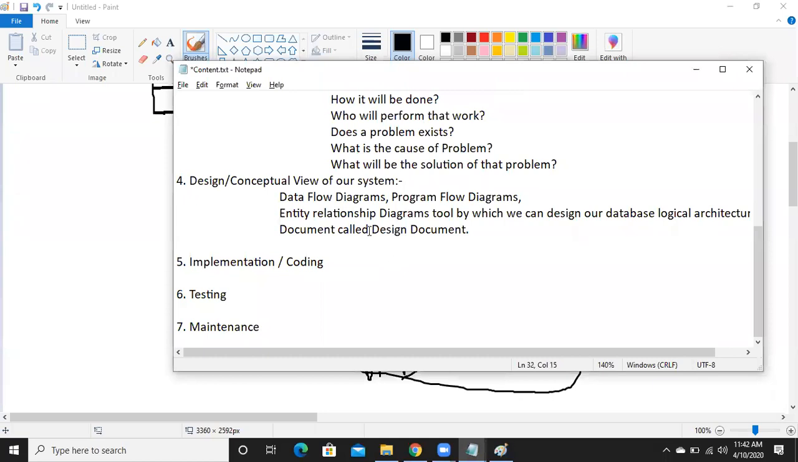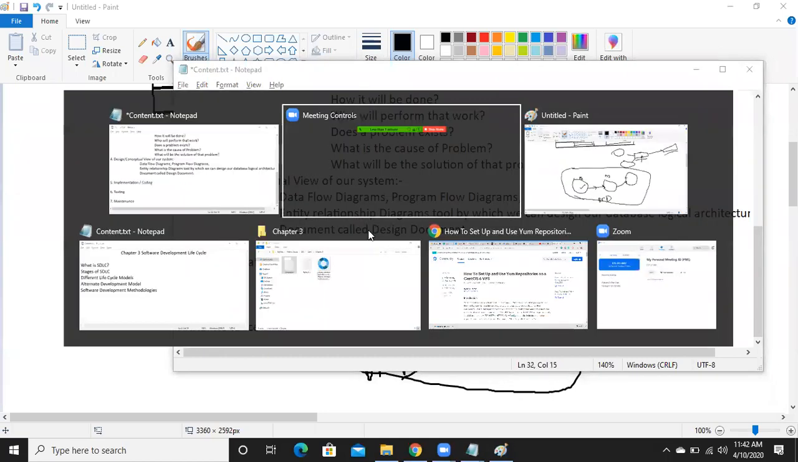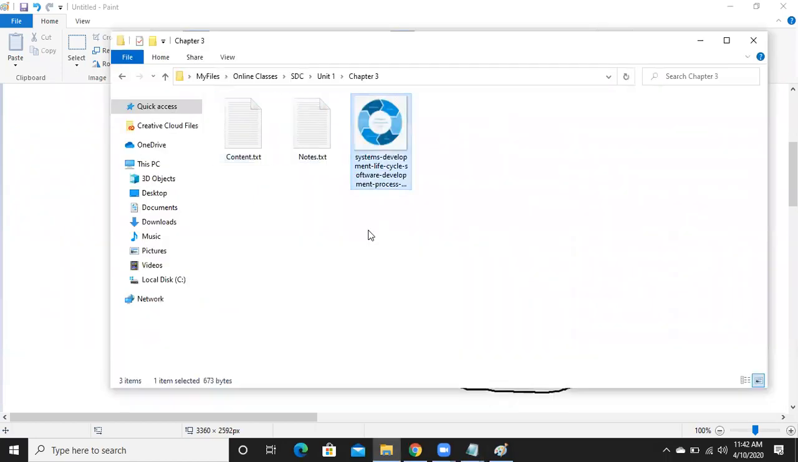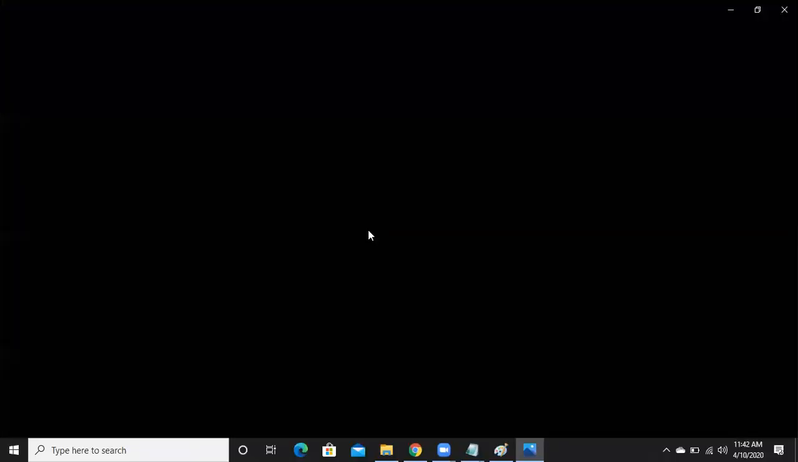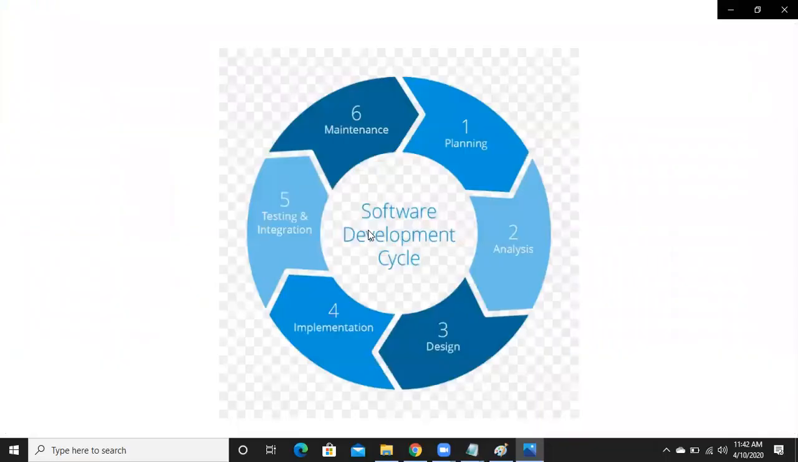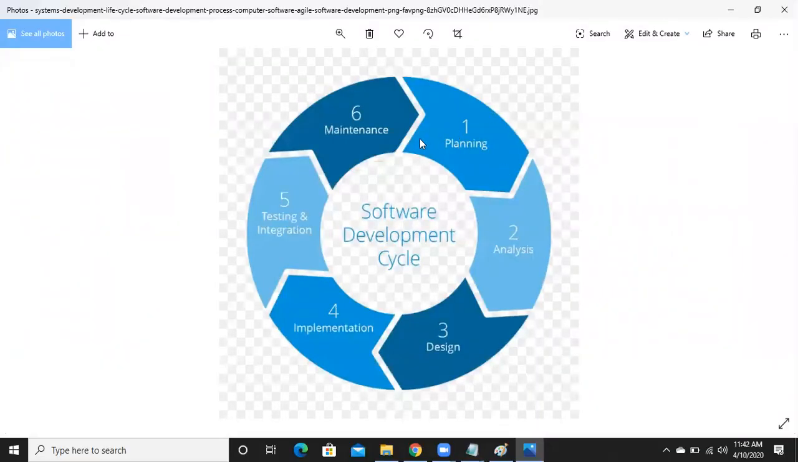We have less than 1 minute left in our meeting, so let me just show you a particular diagram. This is basically the diagram of the system development life cycle. First we do the preliminary investigation, then we analyze, then we design, then we implement that particular thing, then we test and integrate. What is the meaning of integrate?